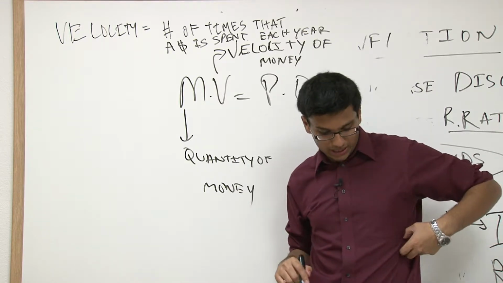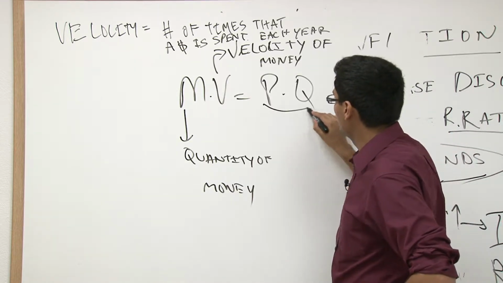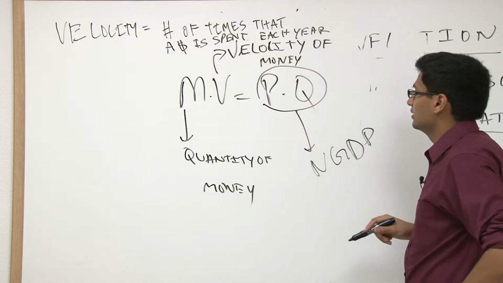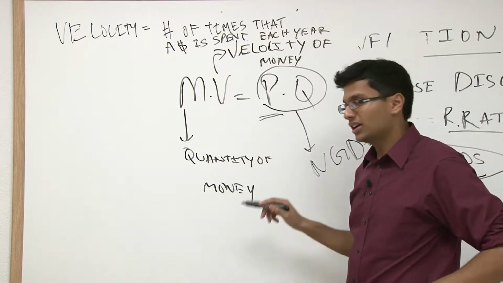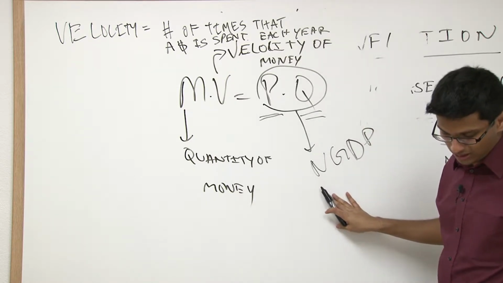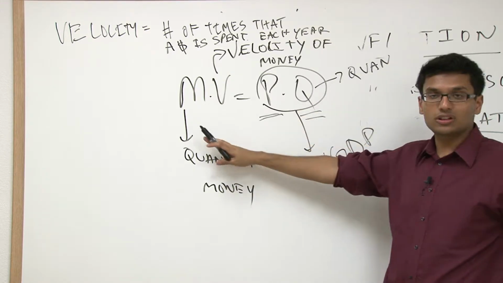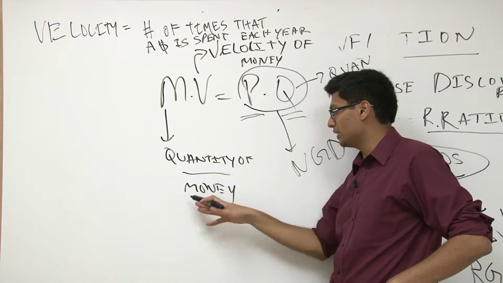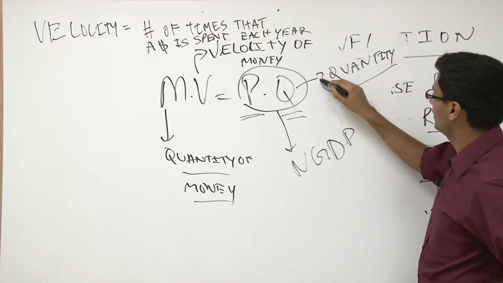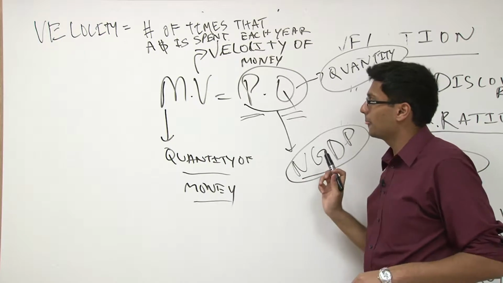P times Q. Okay, P times Q is actually a function of technology because P times Q boils down to nominal GDP. The amount of money that goods are selling at times the amount of goods that are in the economy gives you your nominal GDP. Q is just quantity, so don't get yourself confused with M and Q. M is the quantity of money, and Q is the quantity of goods. P is the price of goods. So P times Q gives you your nominal GDP.